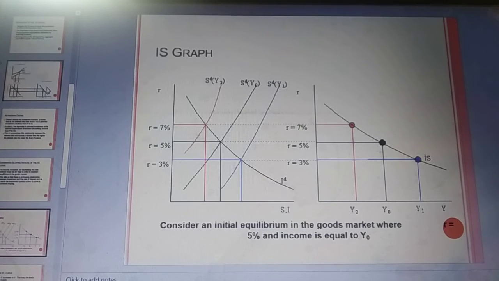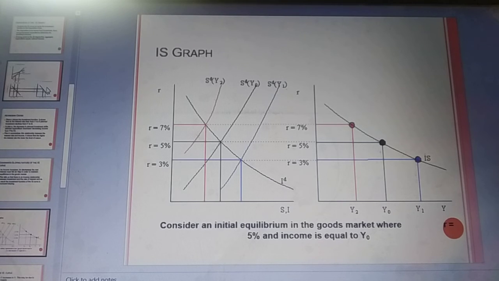So, according to these graphs, we determine the IS curve. In this graph, we see that when our interest rate was 7%, the saving and investment was less, and when the interest rate decreased from 7% to 5%, it had an opposite or inverse impact on the saving and investment. With the decrease in the rate of interest, the saving and investment will increase. That is why our curve shifts from SDY2 to SDY0.